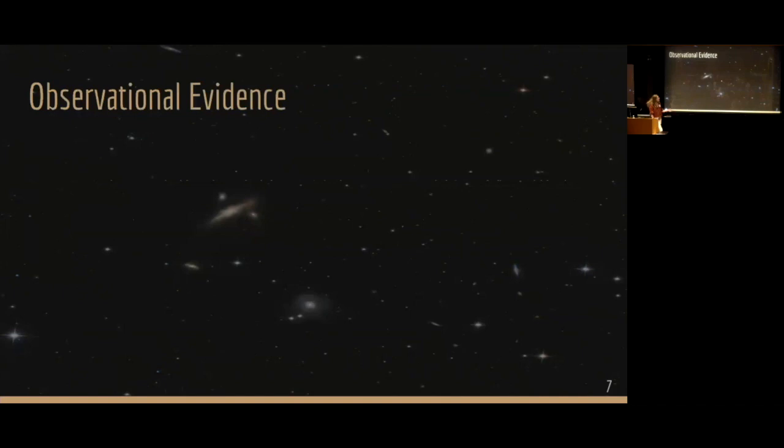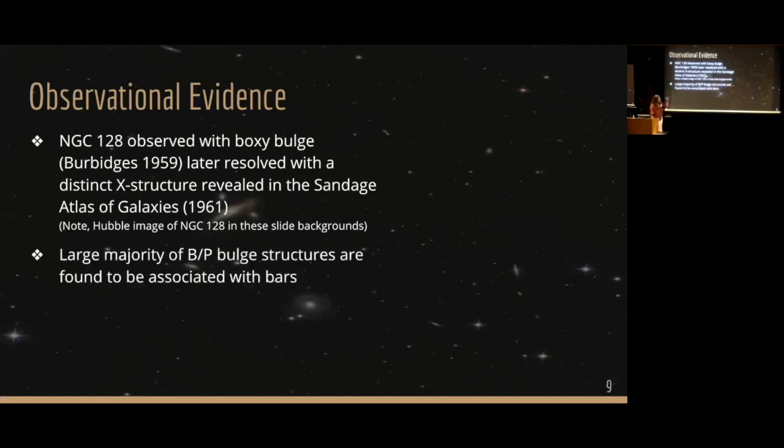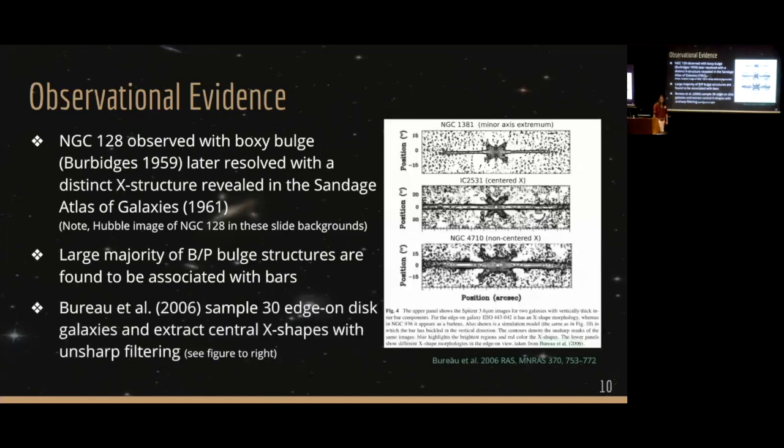Okay, so observational evidence for them. I've already talked a little bit about NGC 128. It was observed with this boxy bulge, which was then later resolved to have this distinct X structure. A large majority of boxy peanut bulge structures are found to be associated with bars, which is why I'm calling them X's in bars, because they are associated with bars.